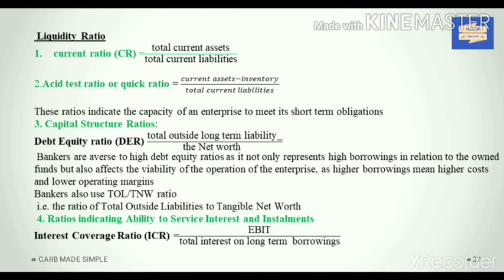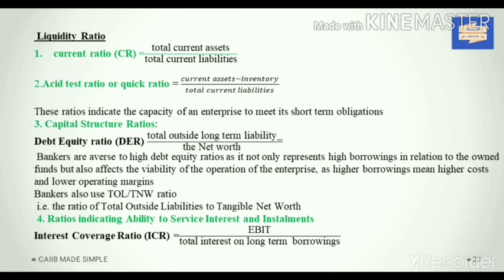Current ratio, CR, equal to total current assets by total current liabilities. Acid test ratio or quick ratio equal to current assets minus inventory by total current liabilities. These ratios indicate the capacity of an enterprise to meet its short-term obligations. Capital structure ratios: debt equity ratio, DER, equal to total outside long-term liability by net worth.